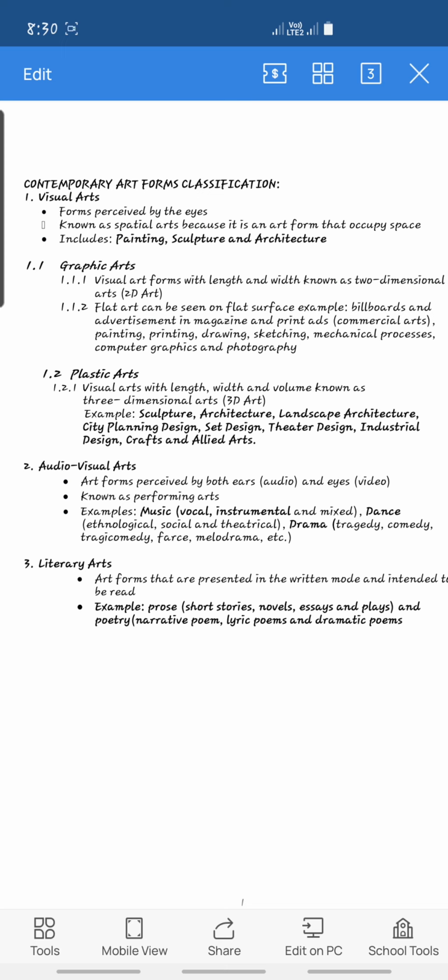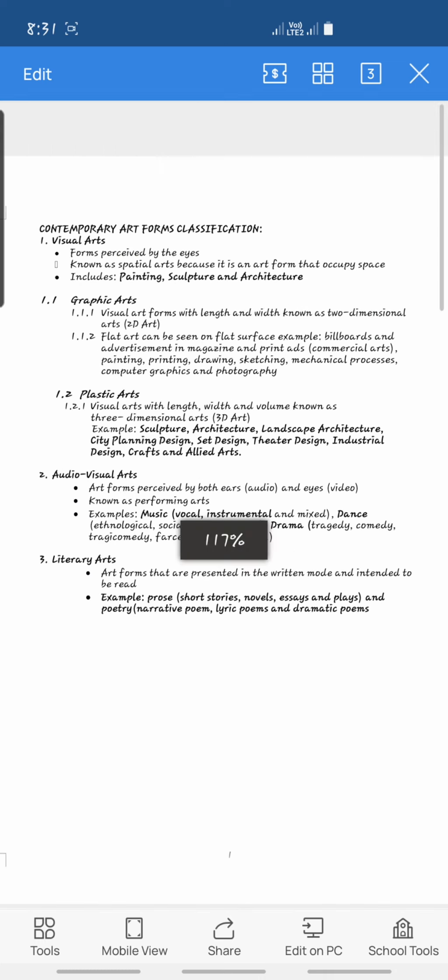As we all know, visual arts are forms perceived by the eye. Meaning, you can easily describe a certain art in visual art because you can see it. What are the examples of visual art? We have painting, sculpture, and architecture. I've already discussed that one. There are two major kinds of visual arts: graphic arts and plastic arts.